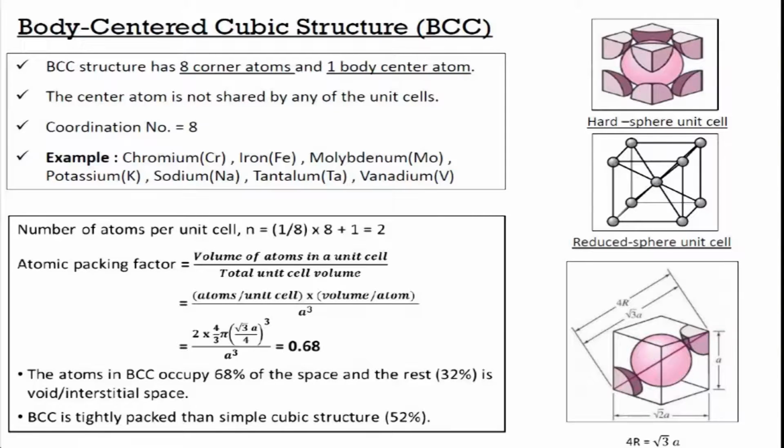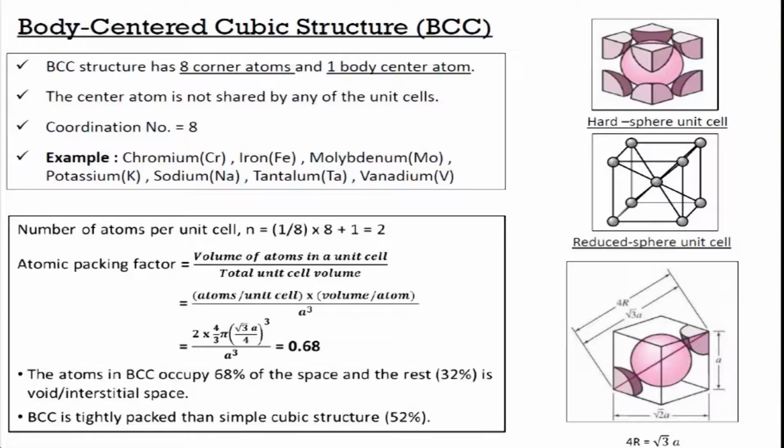It has actually 8 atoms at the corner, 1, 2, 3, 4, 5, 6, like that. It has 8 atoms if you consider the other corners, 7 and the other one which you can't see. So, 8 atoms in the corner and 1 body center atom. The center atom is not shared by any other unit cell, but all the other atoms are shared. So, basically if you consider the number of atoms per unit cell, then 1/8 into 8 for those atoms which are shared plus the central atom. So, you will get n as 2.